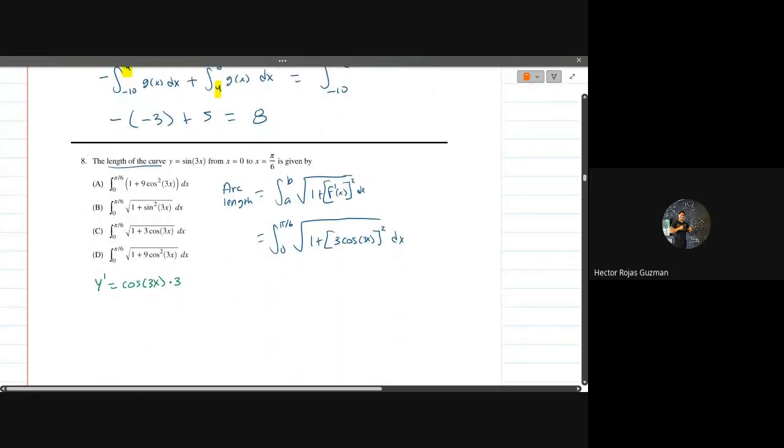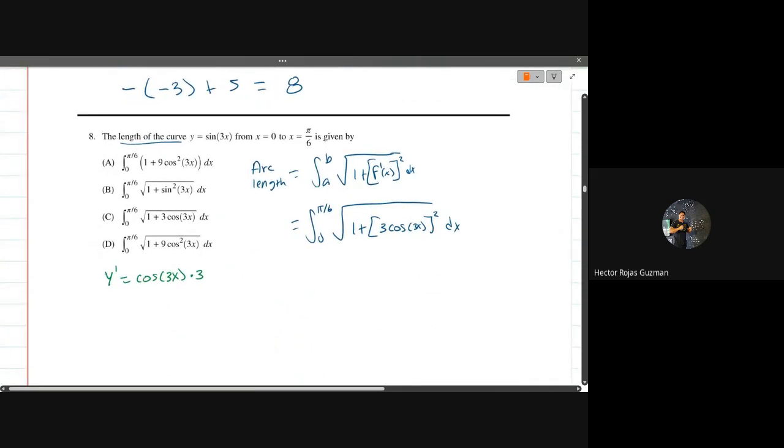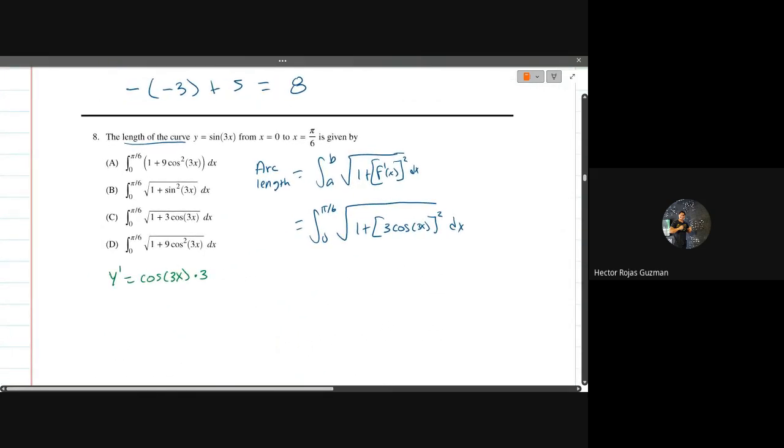Oh, number 8 is already created, so I guess I'll just talk about it. That's probably because somebody asked me during class about number 8.